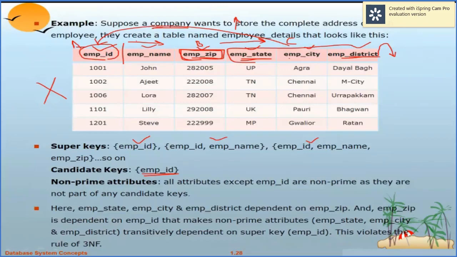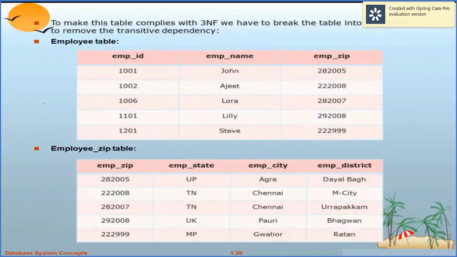So what should be the solution for this one? Again, decomposing or splitting your main table into multiple tables. So the employee ID along with employee name and employee zip has been kept in one table, and the employee zip data which carries the data of employee state, city and district has been held in one more table. So this is going to satisfy the third normal form condition. If you want, you can check it.